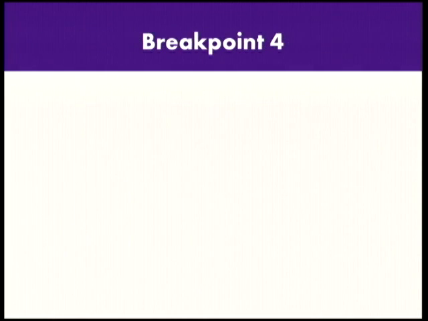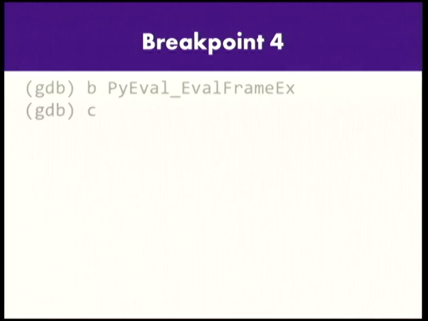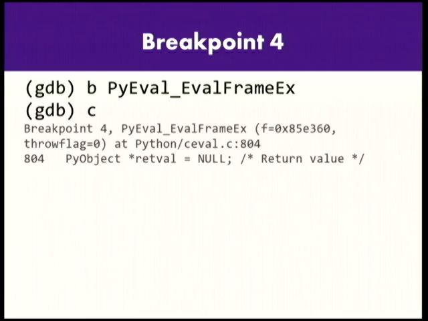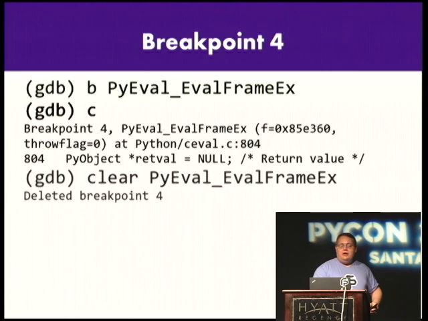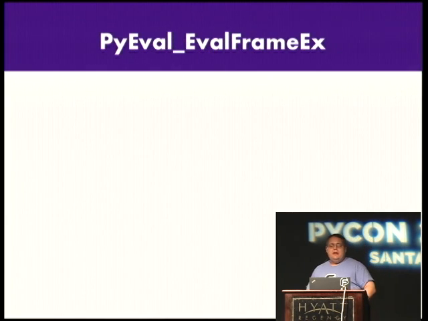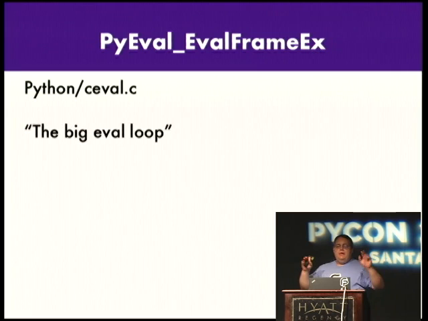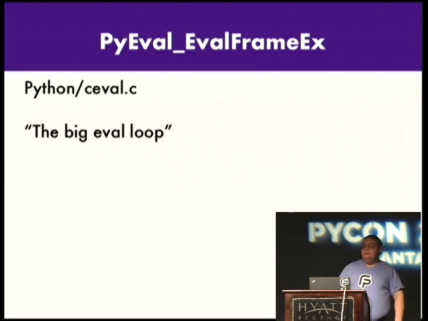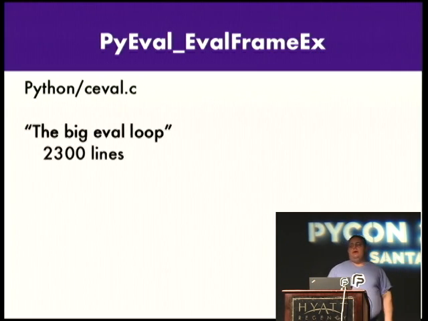So it's time for our last breakpoint. We're going to spend a lot of time on this. This is PyEval_EvalFrameEx. And again, with the artifice of my talk, I'm going to clear the breakpoint because otherwise we would be hitting it constantly. PyEval_EvalFrameEx lives in Python/ceval.c. And this is what I would refer to as the big eval loop. And it is big. This single function is 2,300 lines. It's the biggest single function in the Python source tree.